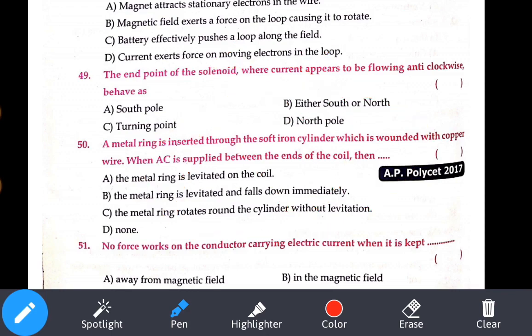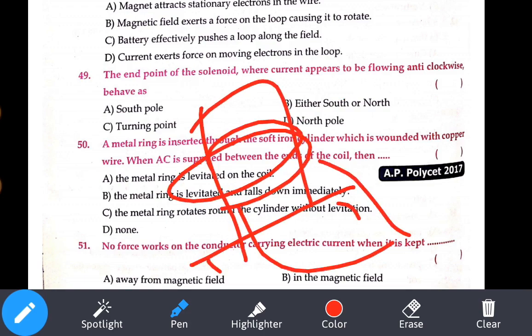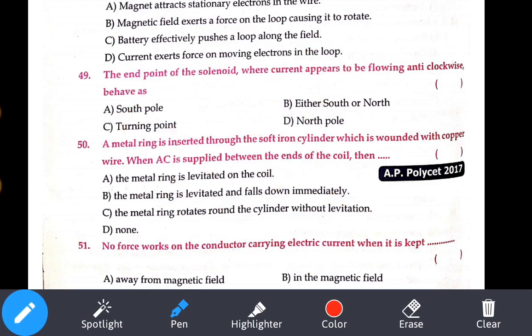A metal ring is inserted through a soft iron cylinder, and it is wound by copper wire. When AC is applied to it, what happens? A few minutes back only I told. When it is connected to a source, the metal ring will be levitated through the cylinder. So we can say the metal ring is levitated on the coil.